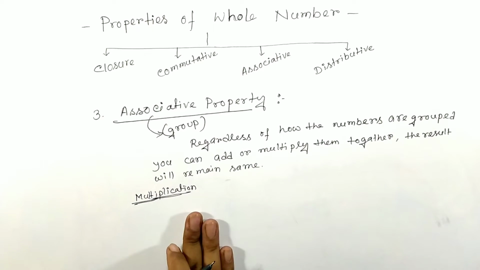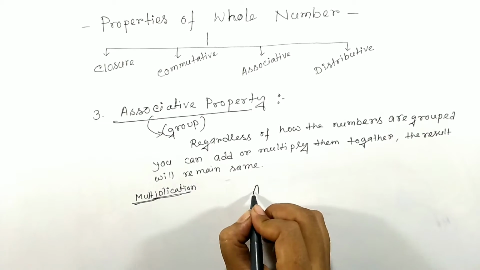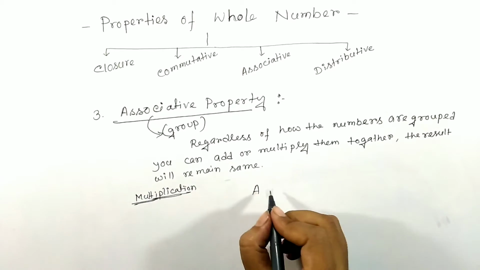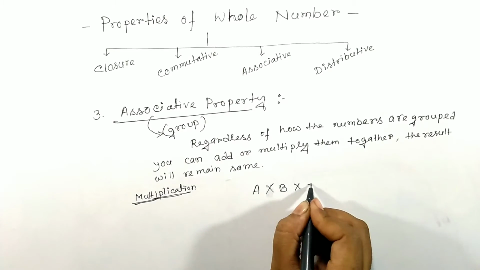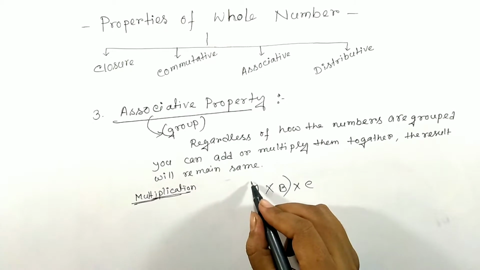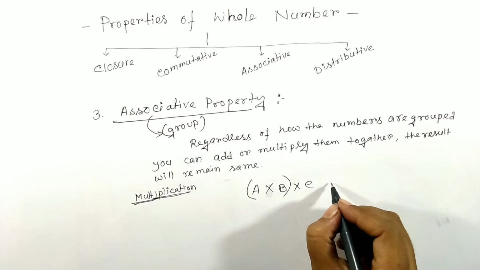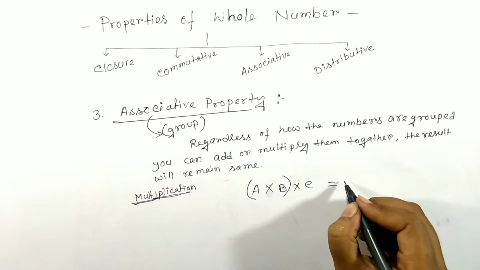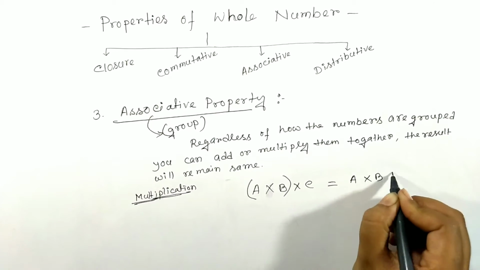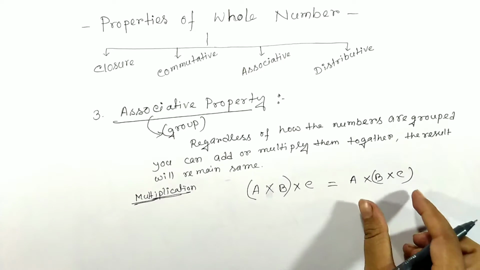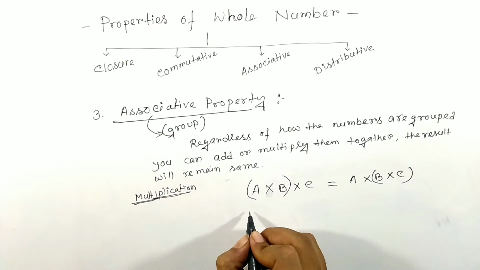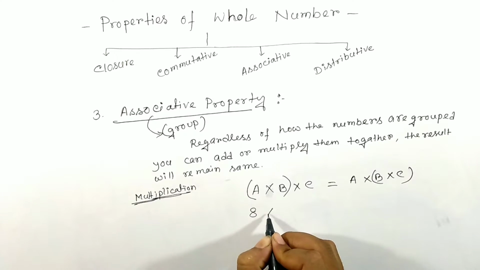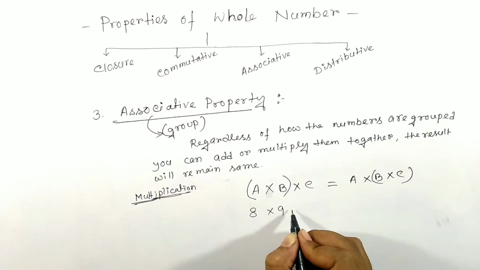Now check for the multiplication. A into B into C. Here you grouped A and B together. That will give the same result as this group. Suppose A is 8, B is 9 and C is 11.